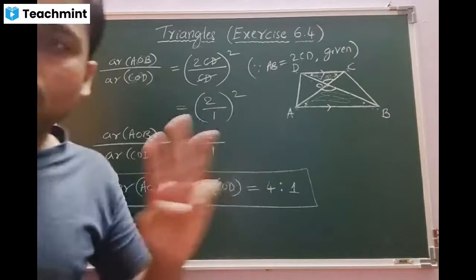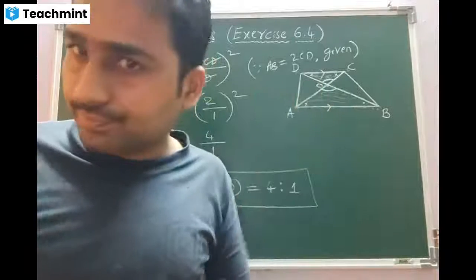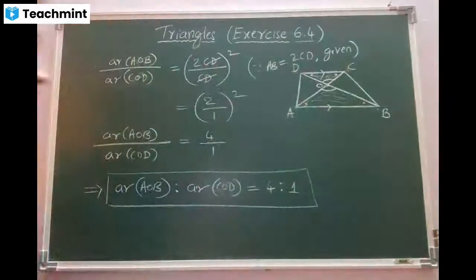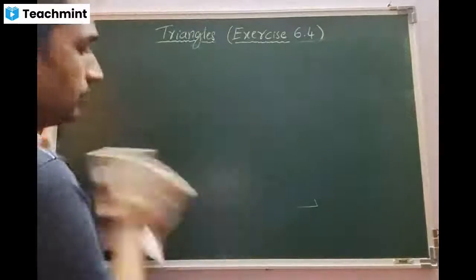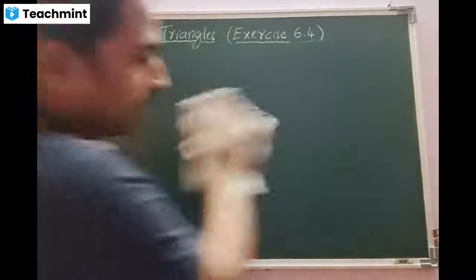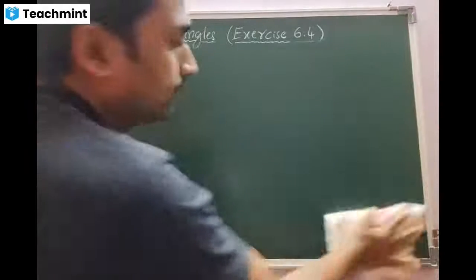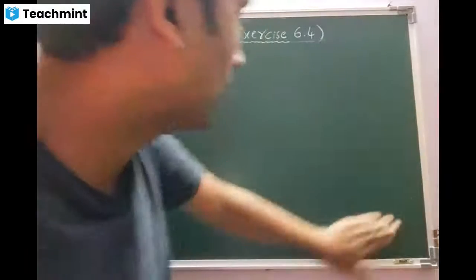Let us go to the third question. Who will read? Charita, audible? Okay, beta. Read. In figure 6.44, ABC and DBC are two triangles on the same base BC. If AD intersects BC at O, show that area of ABC by area of DBC is equal to OA by DO.